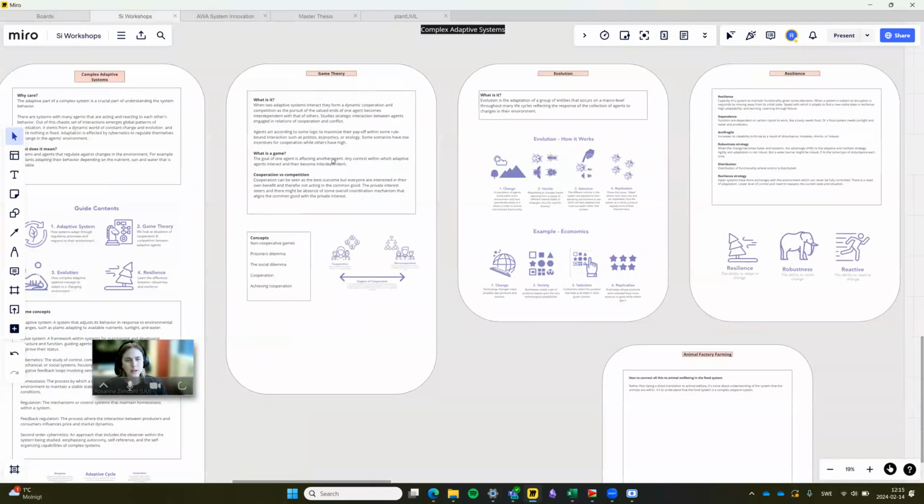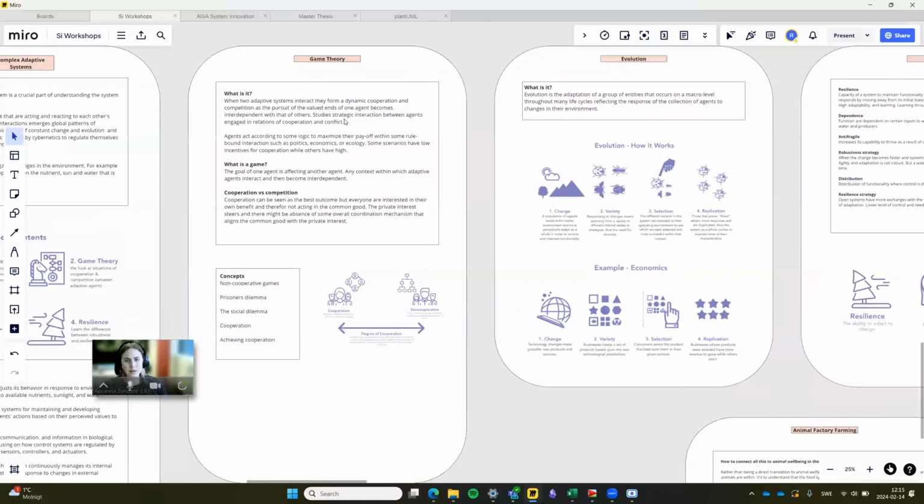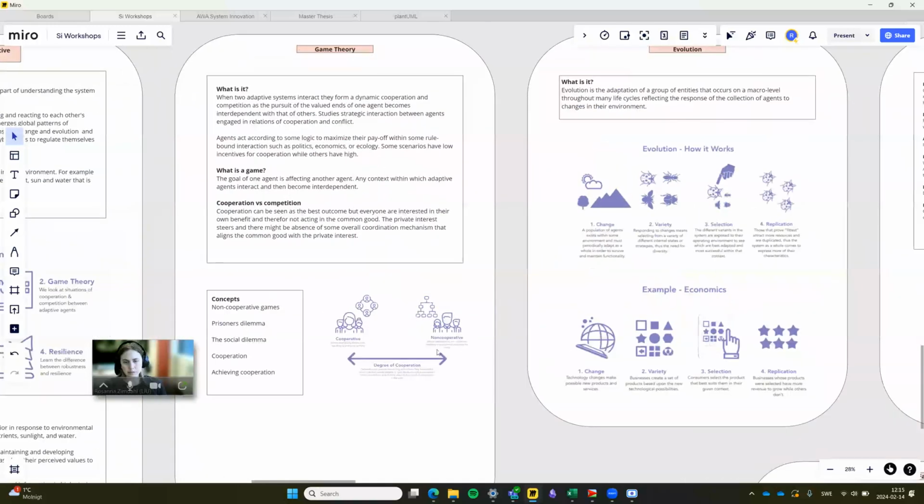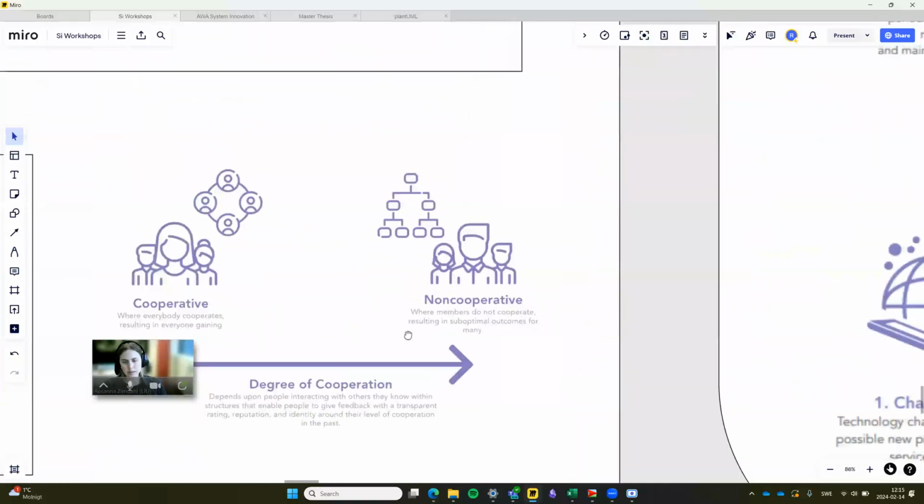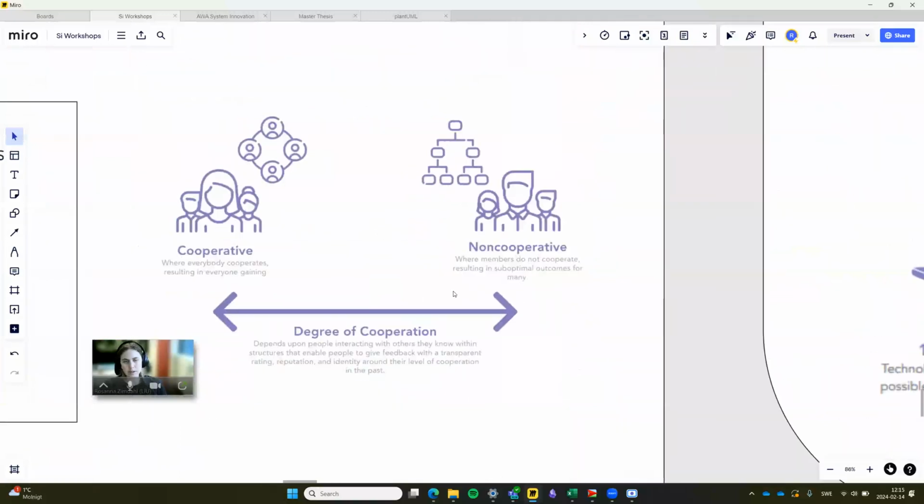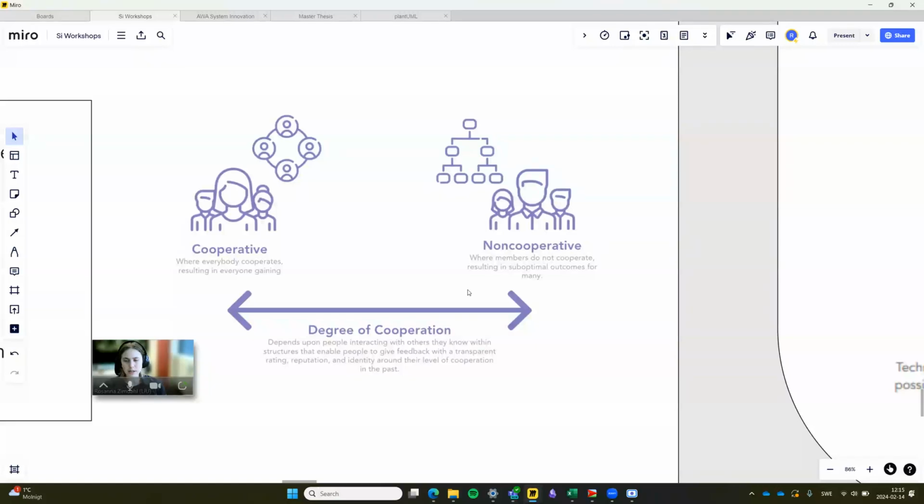And then we have the other topics, which is for example, game theory. So game theory is just to understand how the actors in the system are interacting, if they are cooperating or if they are not cooperating, and which outcomes that will provide. And the system can be built to initiate cooperation, or it can be built to initiate competition, so non-cooperative.